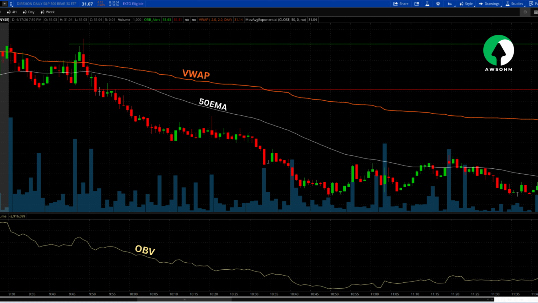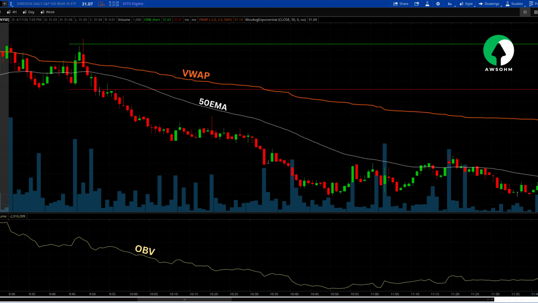1. VWAP trend bias filter, the foundation. First, define the market state. Price above VWAP, bullish intraday bias. Price below VWAP, bearish intraday bias. VWAP sloping upward, stronger bullish environment. VWAP sloping downward, stronger bearish environment. You do not trade against this unless you are explicitly fading extremes.